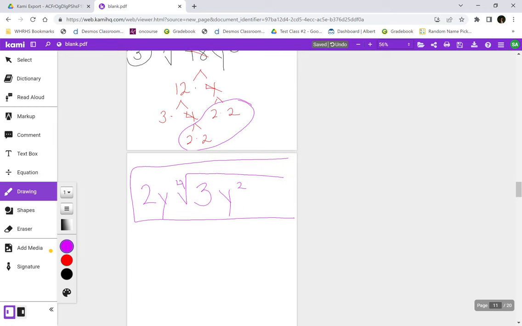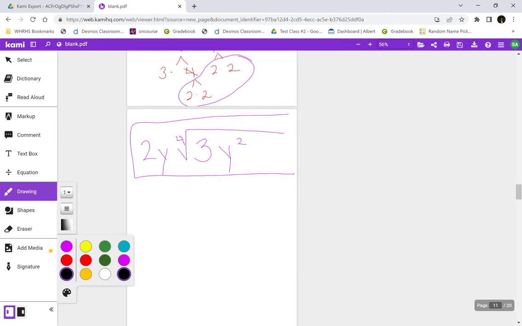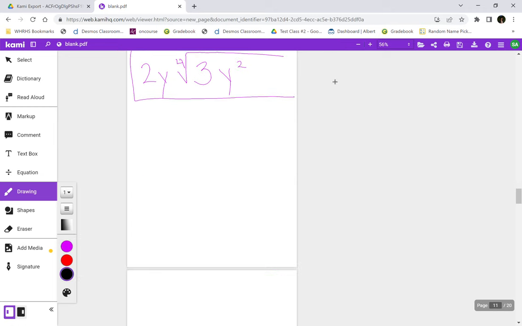All right, you all try this one on your own. The 5th root of 64, x to the 2nd, z to the 11th.